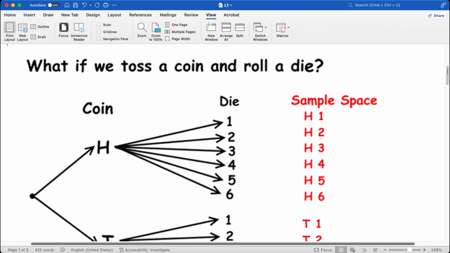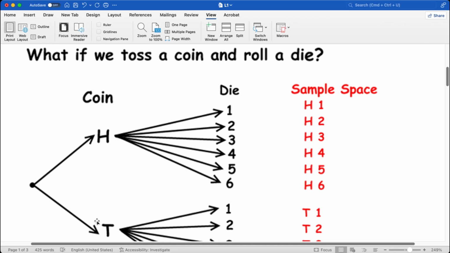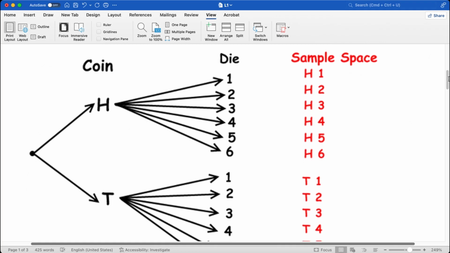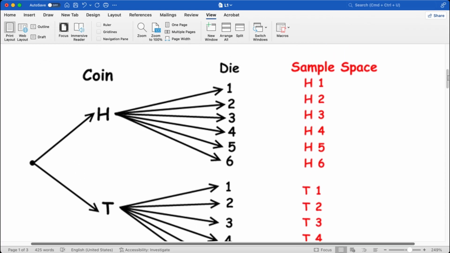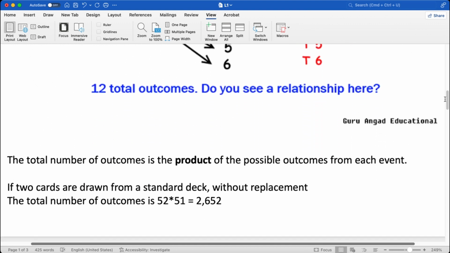All right, here is a visual depiction of this process. So if we flip a coin, there are 2 outcomes, heads, tails, and then roll a die, we have 6 outcomes each. Heads followed by 6, and then also tails followed by 6. And so that leads to a total of 6 plus 6 equals 12 total possibilities. So the total number of outcomes is the product of the possible outcomes from each event.